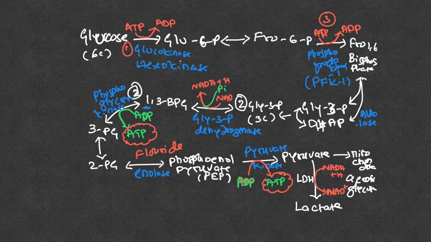So, why does pyruvate have to convert into lactate in anaerobic glycolysis? This is anaerobic glycolysis, where pyruvate is converted to lactate. Why does this happen? Why does pyruvate have to be converted into lactate? It is only because in glycolysis, there is a step that needs an NAD plus molecule.